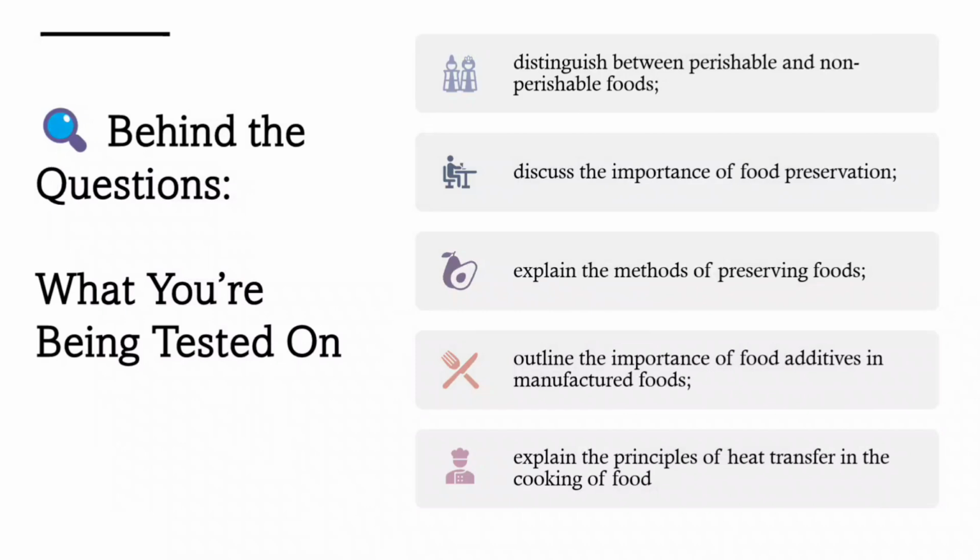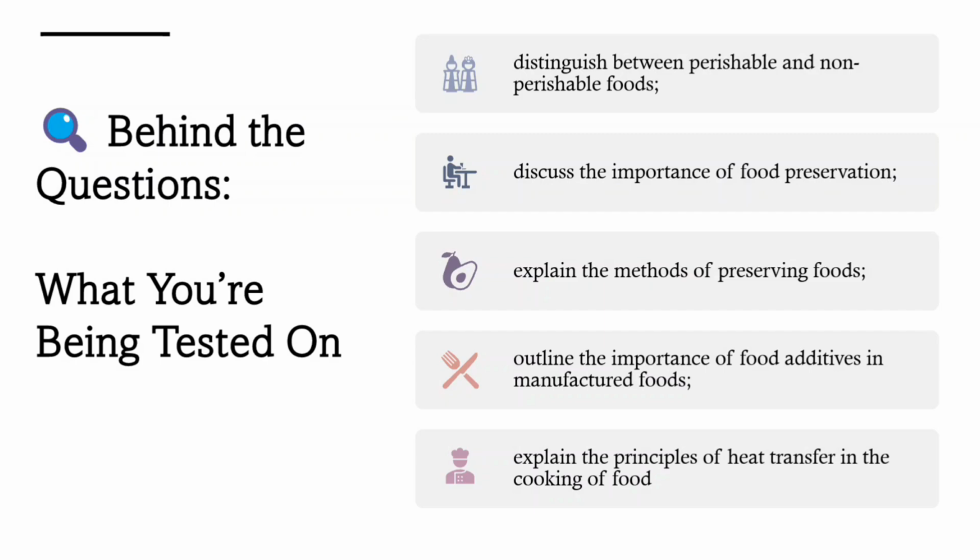Let us look at what you're really being tested on, right? So we have pulled 5 of these specific objectives from your syllabus based on the question structure. These are: distinguish between perishable and non-perishable foods, discuss the importance of food preservation, explain the methods of preserving foods, outline the importance of food additives in manufactured foods, and also explain the principles of heat transfer in cooking food, right? Now, based on the question, you can see how the specific objectives are linked.